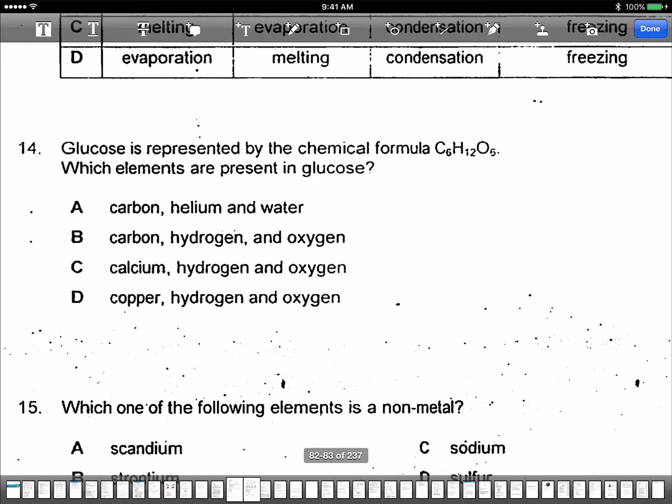Glucose is C6H12O6. It's not periodic table. Which elements? B, carbon, hydrogen, oxygen. That's correct. No need for the periodic table. C, H, and O you must memorize. C is carbon, H is hydrogen. About 15, you need the periodic table.